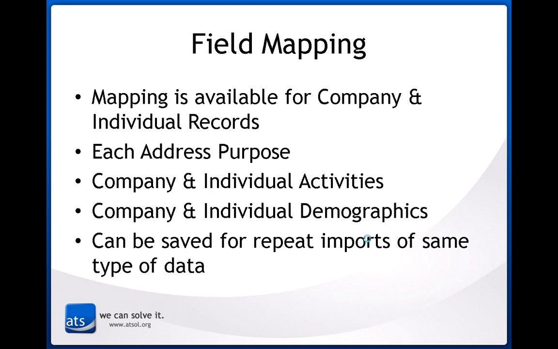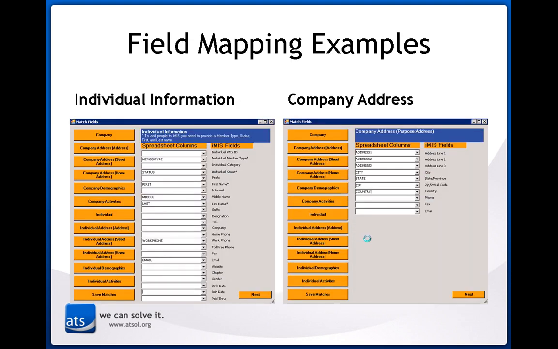Mapping is available for company and individual records, each address purpose, including preferred mail, preferred bill, and in iMIS 15 preferred shipping addresses, company and individual activities, company and individual demographics, and it can be saved for repeat imports of the same type of data. Here are a couple examples of field mapping.